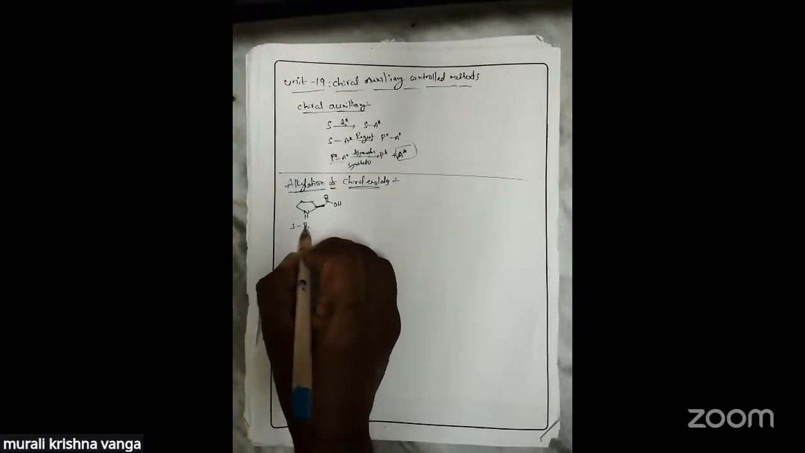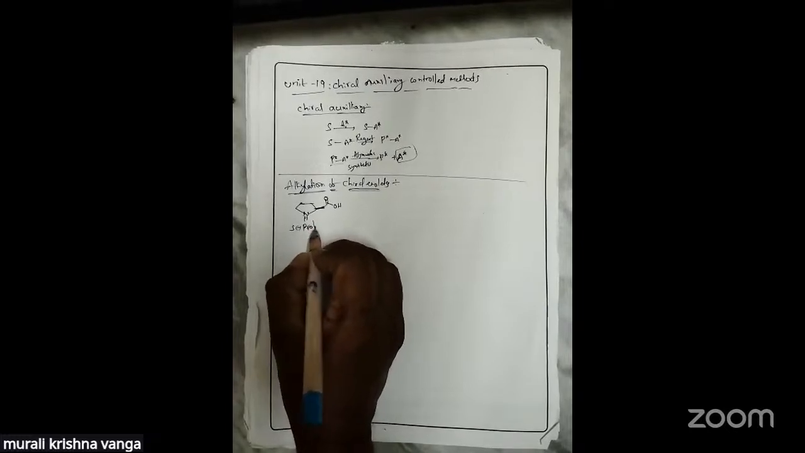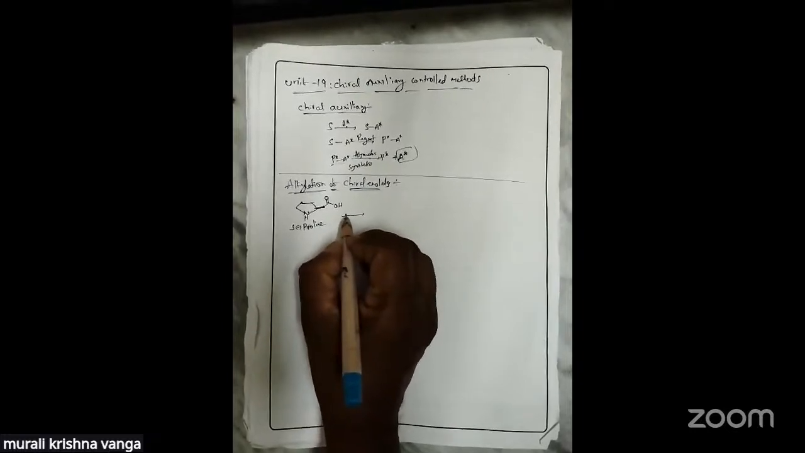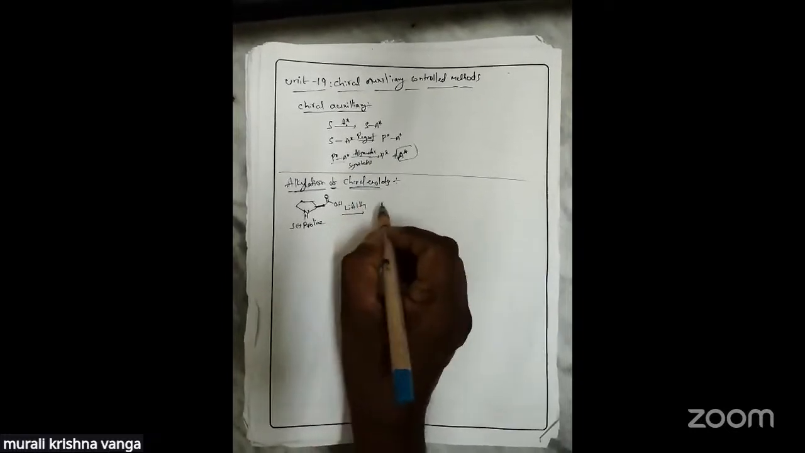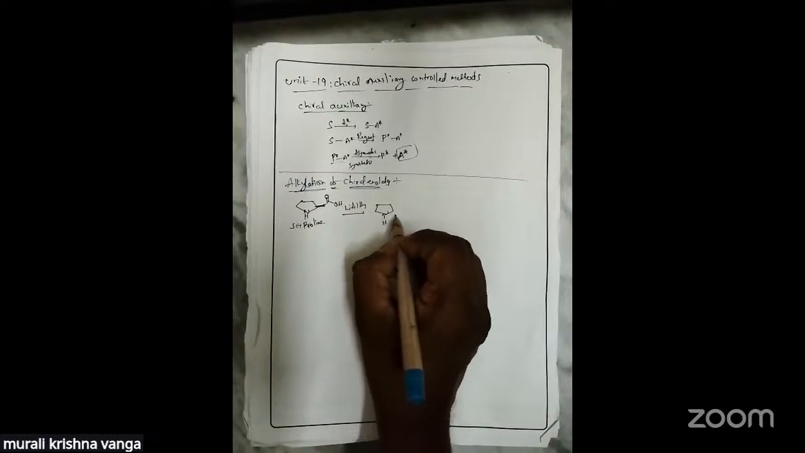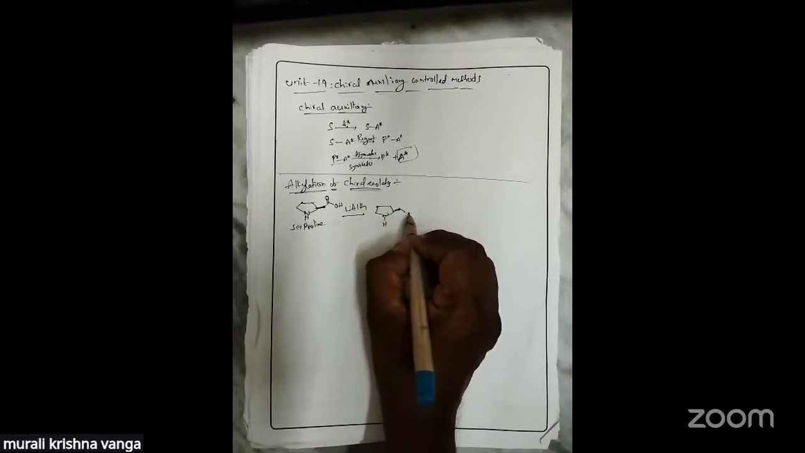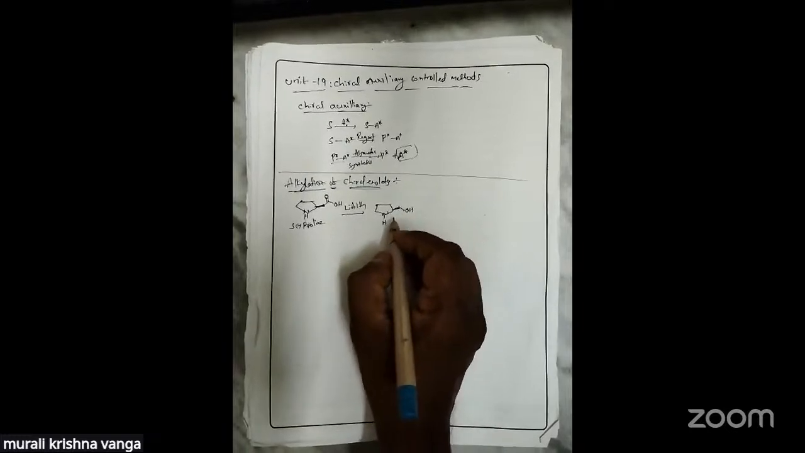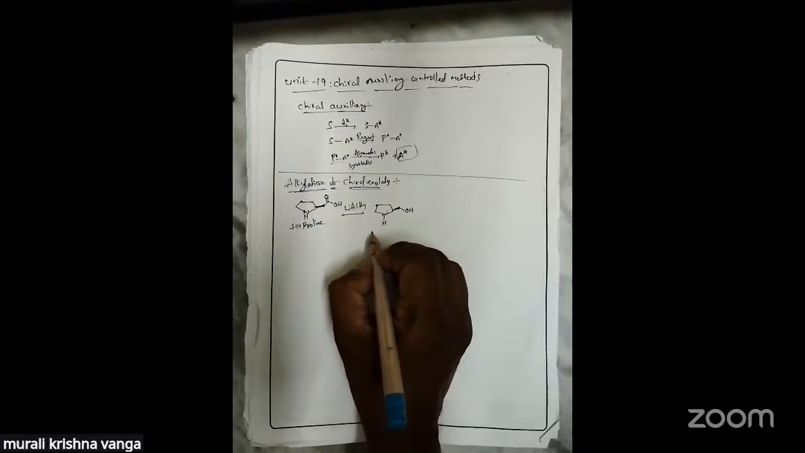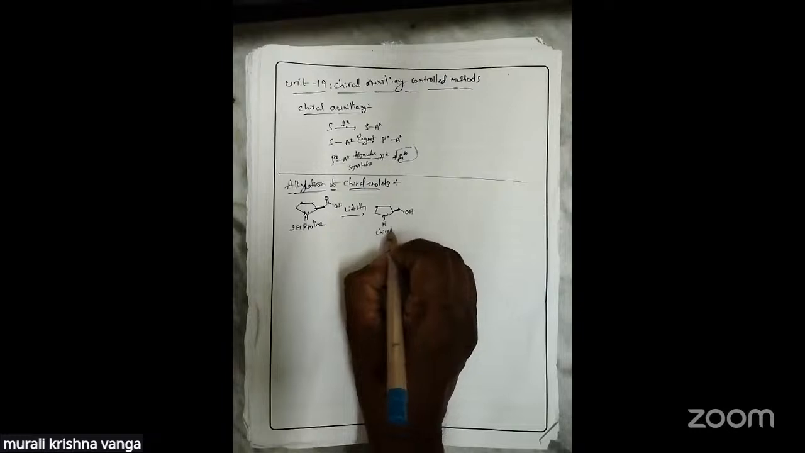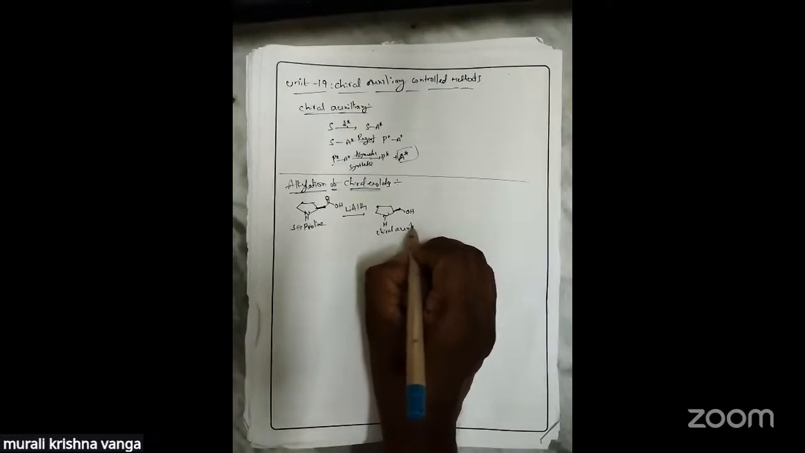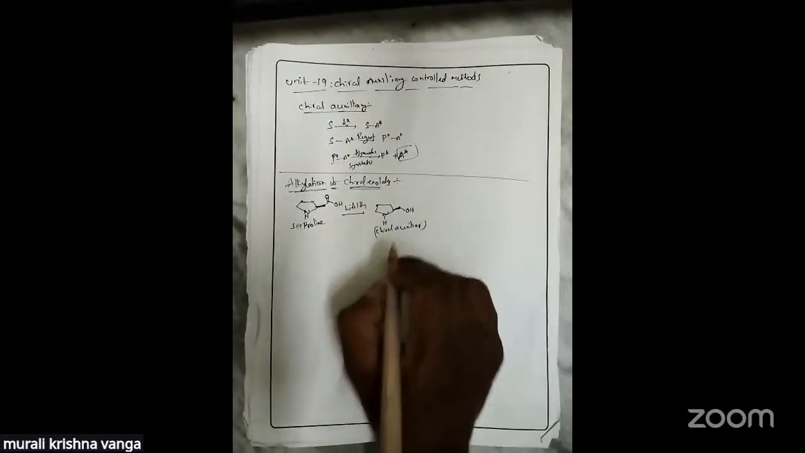S minus proline, naturally occurring, when reacting with lithium aluminum hydride, then gives S-2-hydroxymethyl pyrrolidine. It acts as a chiral auxiliary.